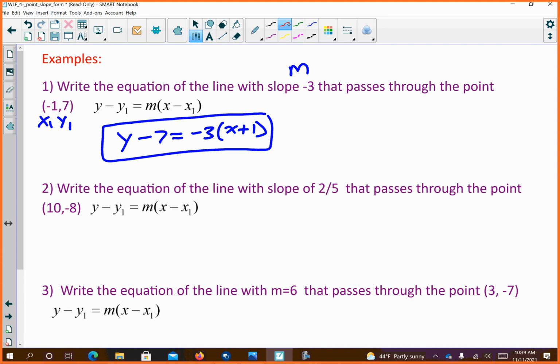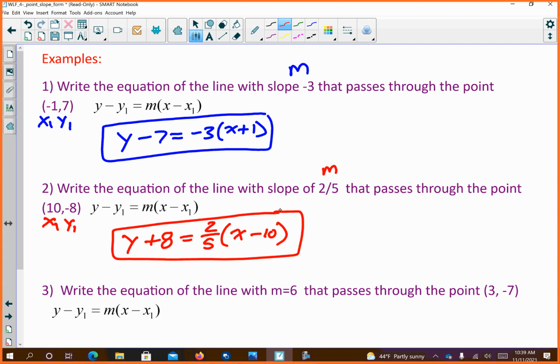Okay, next problem says write the equation with the slope of 2/5. So that's my m value. This is my x1. This is my y1. We plug them directly in. My negative 8 becomes positive 8. My slope of 2/5 stays there. My x value of 10 becomes minus 10. And you're all done. You don't have to go any further. It's just plugging into the appropriate locations, understanding that when you plug in your x and your y values, they become the opposite sign. Your slope stays the same sign. Okay?